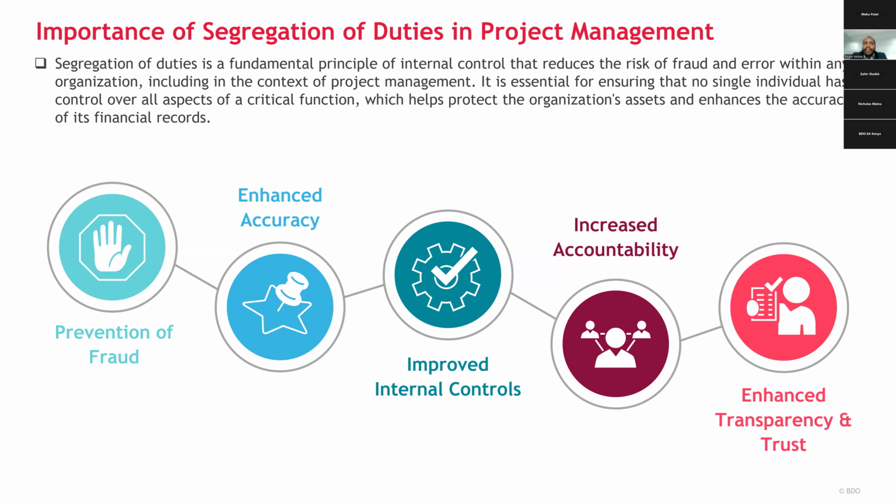If all the people are aware of what they're supposed to do, and they're aware that if they fail at what they do or if they commit fraud, then it will be caught by the next person, then this reduces the risk of fraud. The last one is enhanced transparency and trust.